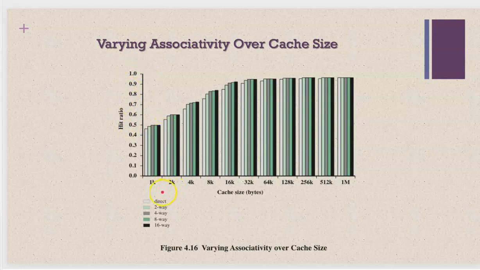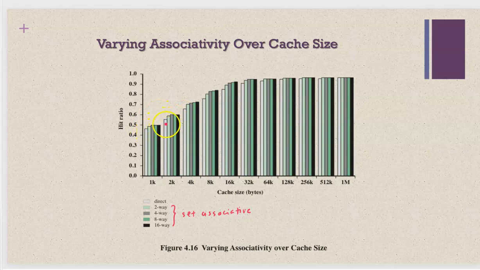So we are comparing between direct, 2-way, 4-way, 8-way, and also 16-way, and these are set associative. So we are comparing all these different set associative and also to the direct. Here for 1K, we can see that the 4, 8, and 16 have the same hit ratio, which means that after 4-way, it reaches a plateau. And the 2-way will have a lower hit ratio, and the direct mapping will have the lowest hit ratio.